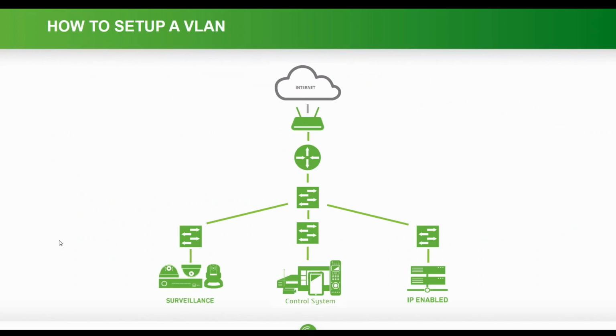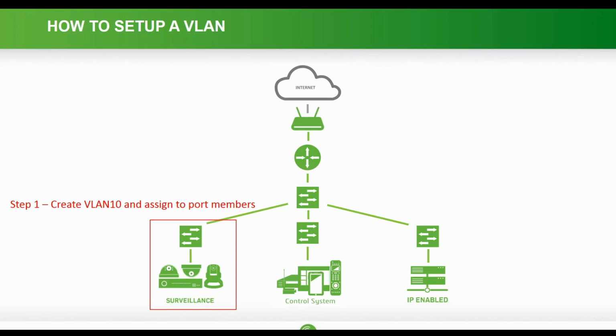So let's walk through an example of how you set up a VLAN. Let's say we have this great topology that we created, and we quickly realize that we have 20 IP cameras here, and we want to isolate all surveillance traffic within a VLAN, and everything else within another VLAN. So we have 2 VLANs we're trying to create. What are the steps that we need to do in order to create that VLAN? So step 1, we create a VLAN. Let's call it VLAN 10.